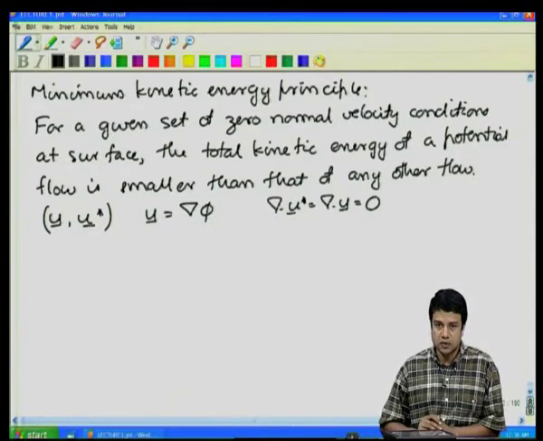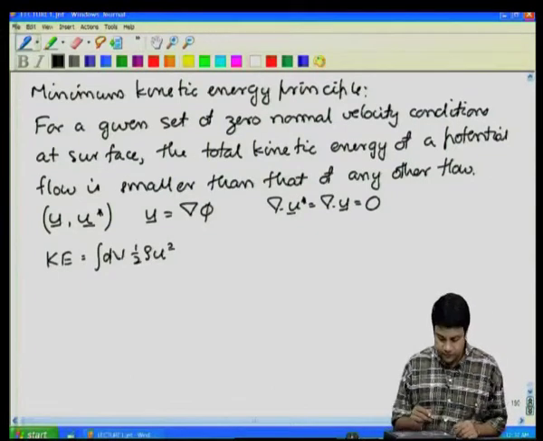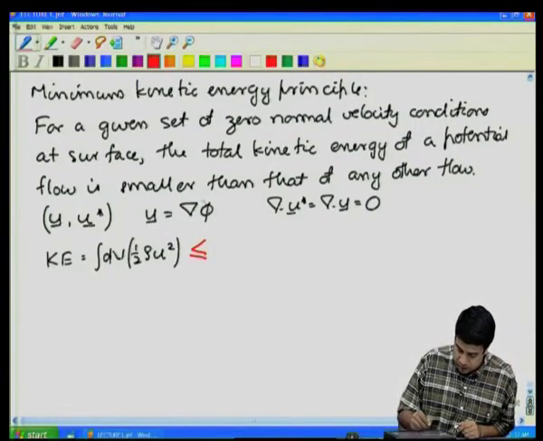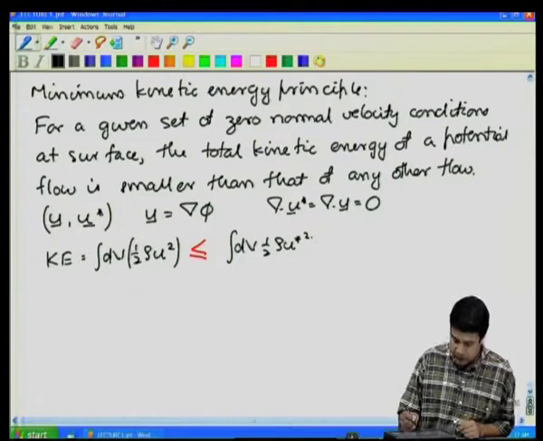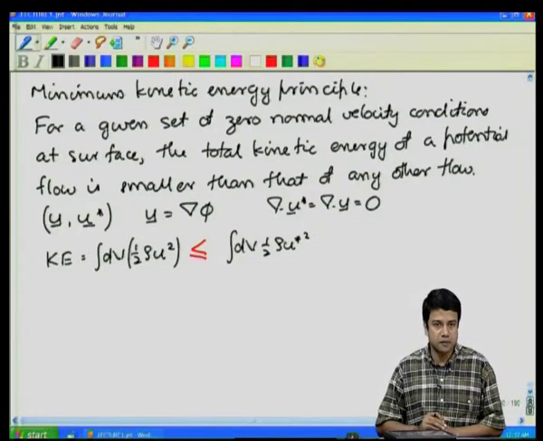For this, one can show that the kinetic energy, which is integral dV of half rho u square for the potential flow, is always smaller than the kinetic energy for the general flow. Okay. That is the minimum kinetic energy principle. That is, the kinetic energy for a potential flow is always smaller than the kinetic energy for a general velocity profile.